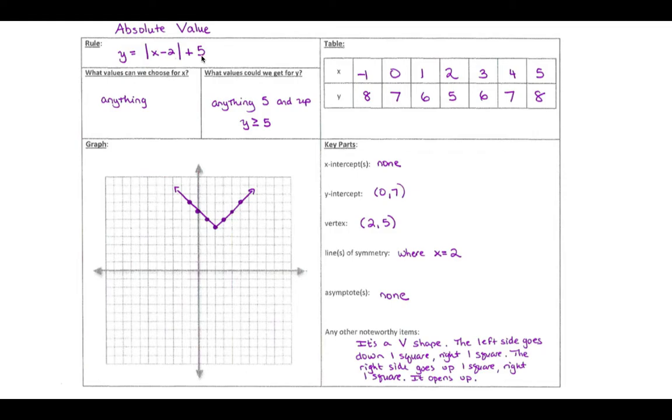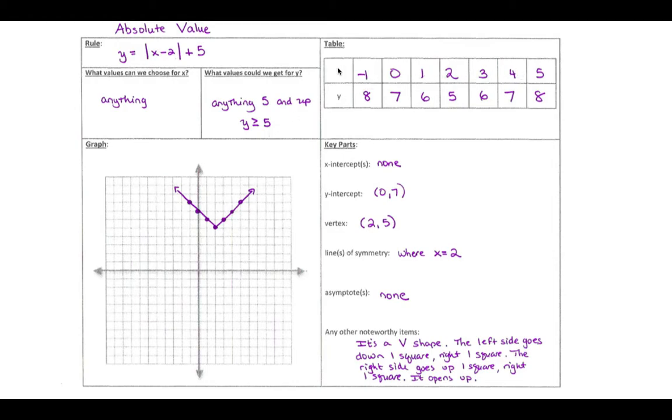Well, that means I'm going to get no negative numbers whatsoever for y, like none. There'll be no negatives. And since the bars could only go down as far as 0 and never any lower, then by adding 5 means all of the answers I'm going to get are going to have to be 5 and up. So anything greater than or equal to 5.